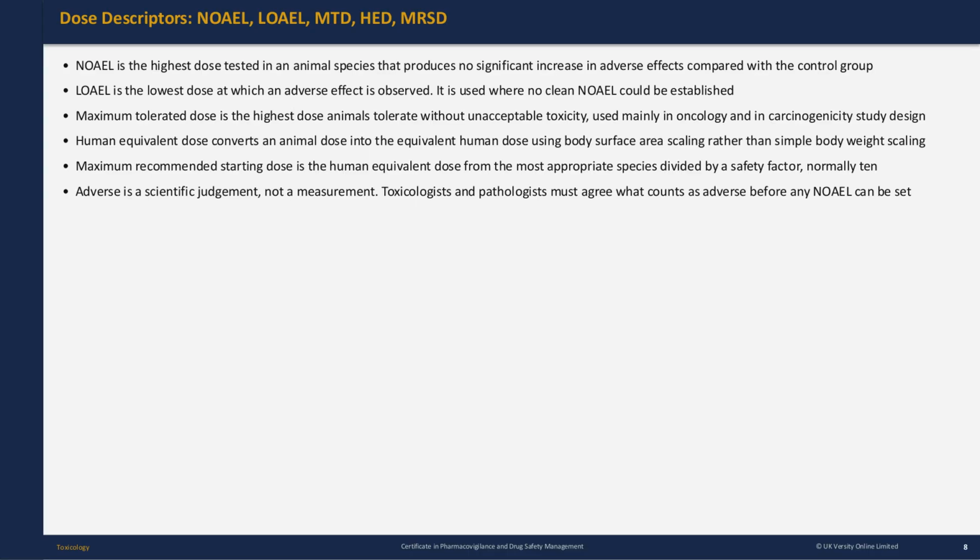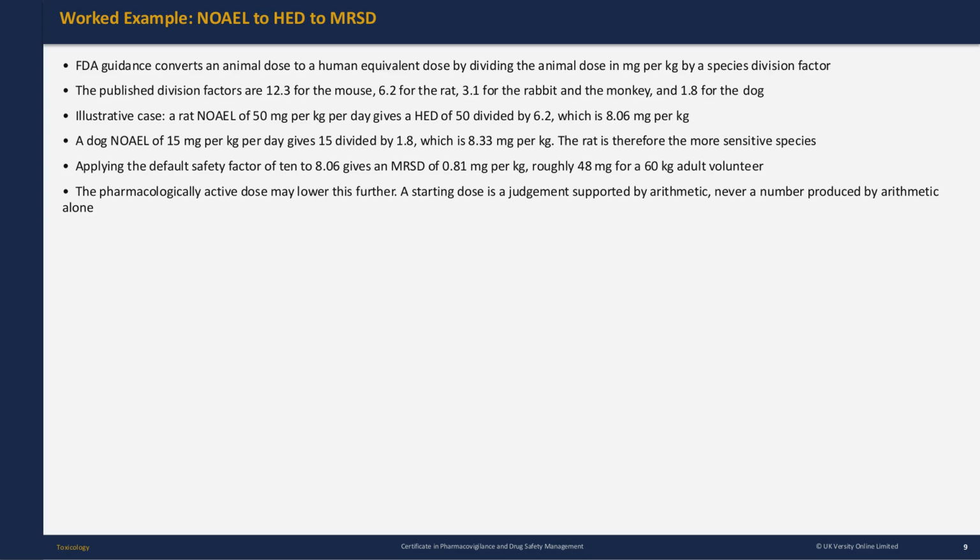Maximum tolerated dose is the highest dose animals tolerate without unacceptable toxicity, used mainly in oncology and in carcinogenicity study design. Human equivalent dose converts an animal dose into the equivalent human dose using body surface area scaling rather than simple body weight scaling. Worked example: NOAEL to HED to MRSD.